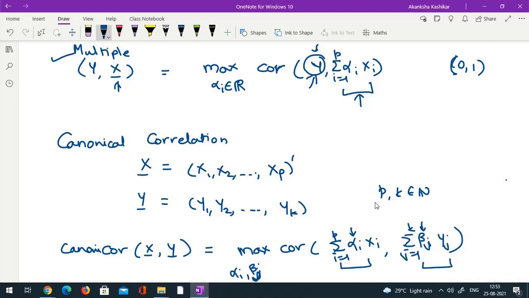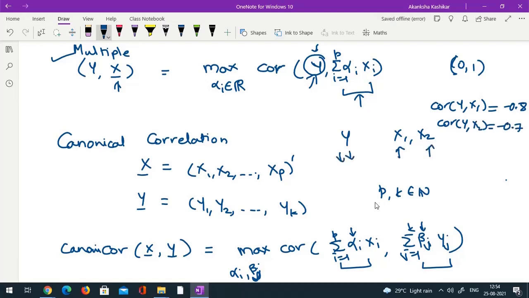If xi's are negatively correlated with y, let's talk about only two xi's. Suppose I have y and I have x1, x2. Suppose the correlation between y and x1 is negative, say minus 0.8. The correlation between y and x2 is say minus 0.7. It means that if x1 increases, y decreases. If x2 increases, y decreases. So even if x1 and x2 both increase, y would still decrease.